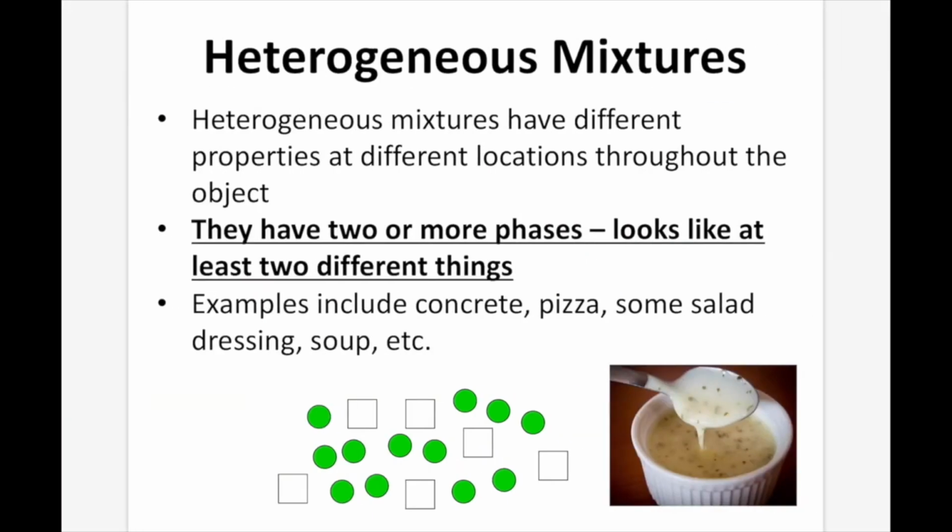Heterogeneous mixtures, on the other hand, have different properties at different locations throughout the object. A good example of that is this salad dressing right here. You can see we have this white part of the salad dressing, we have these little flakes of stuff, we have discoloration throughout. There's more than one phase, it looks like more than one thing. Other examples include concrete, pizza, soup, etc. And if you take a look at this diagram down here, you'll see we have the green circles and the white boxes showing different phases within that object.